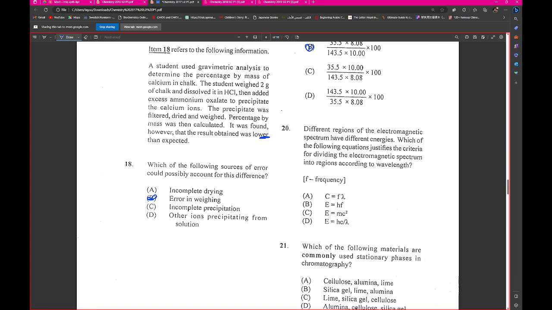Different regions of the electromagnetic spectrum have different energies. Wow, who would have guessed? Which of the following equations justifies the criteria for dividing the electromagnetic spectrum into regions according to wavelength? Here, F is frequency. V should be frequency, but they show that F is frequency here.